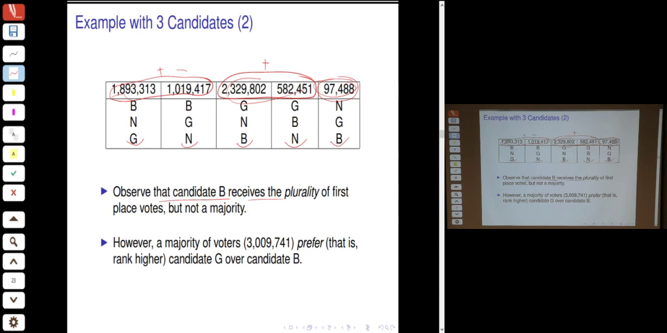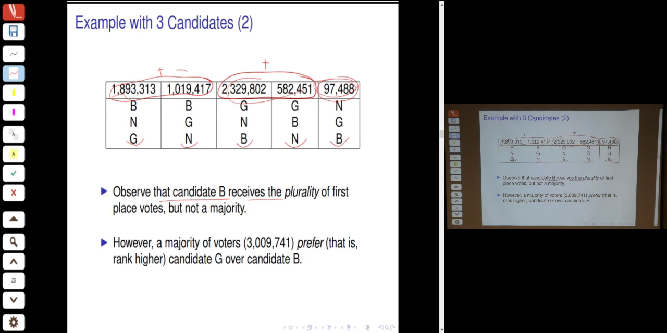So since there are more than two candidates, it's not as if one of the two candidates must get at least 50% of the first place votes, right? Because there are three candidates, in principle the first candidate could get 1/3 of the first place votes, the second candidate could get 1/3, and the third candidate could also get 1/3. So it can be really fractured that way, okay?